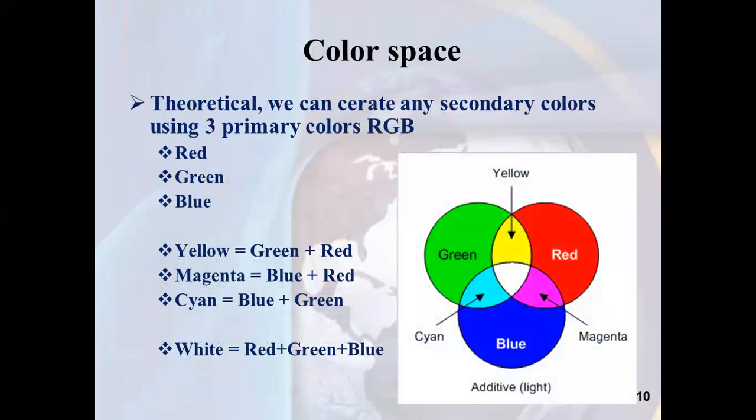Okay, now for the color space. Theoretically, we can create any secondary colors using three primary colors: RGB, red, green, blue. For example, if we add green and red, we obtain the yellow. If we add red and blue, we obtain the magenta. If we add green and blue, we obtain the cyan. If we add red and green and blue, we obtain the white color. So this is what you call the color space.